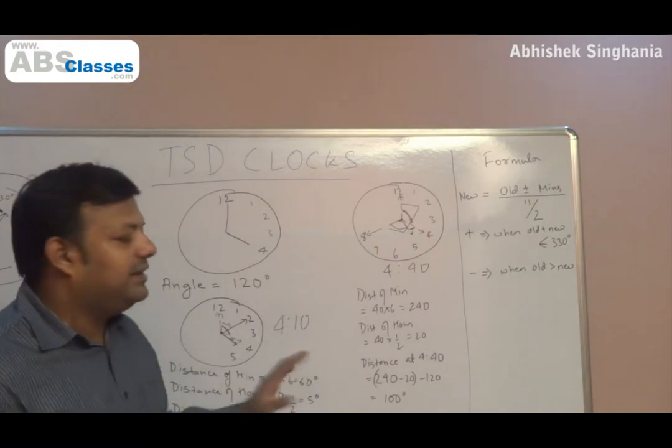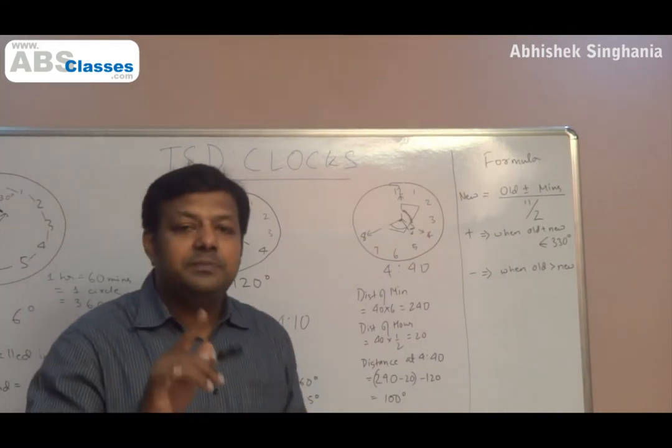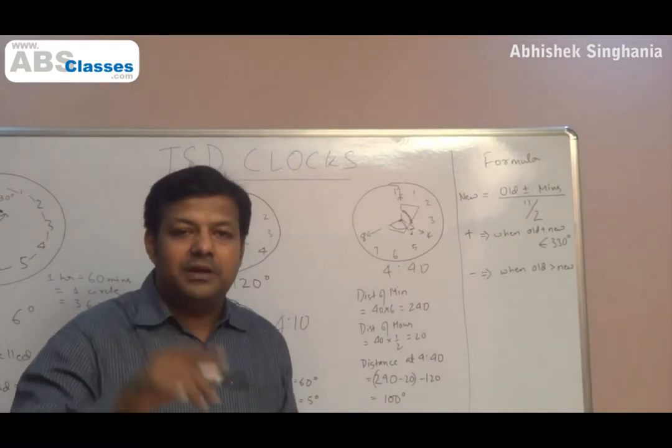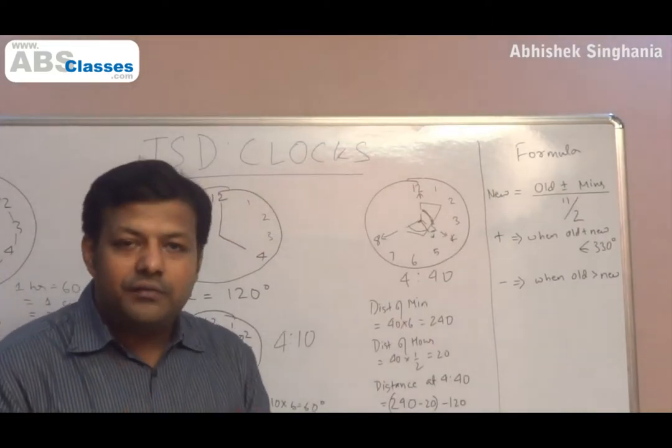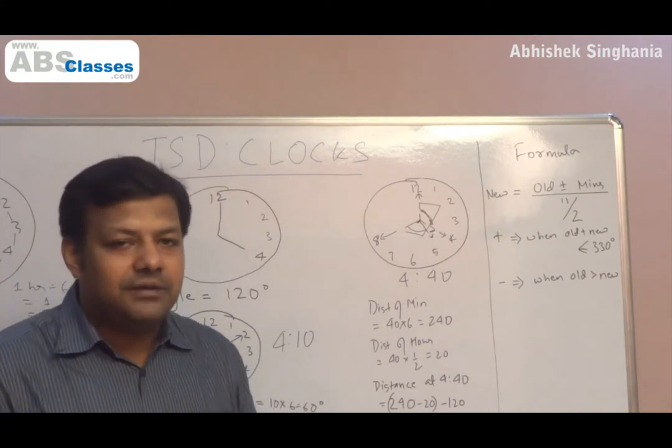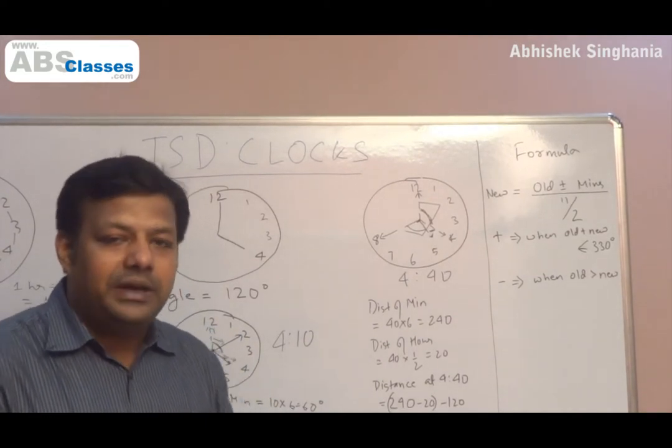And this is what we have done here. Because in 40 minutes, the speed of the minute hand is 6 degrees per minute. So the distance covered by the minute hand is 6 into 40, 240. Speed of the hour hand is half a degree per minute. So the distance covered by the hour hand is half into 40, 20.